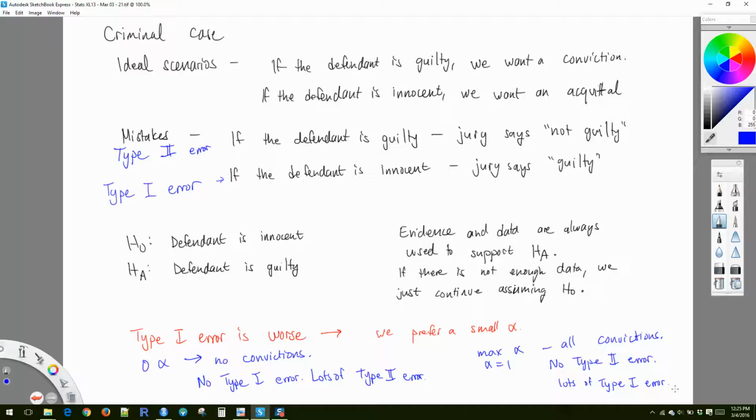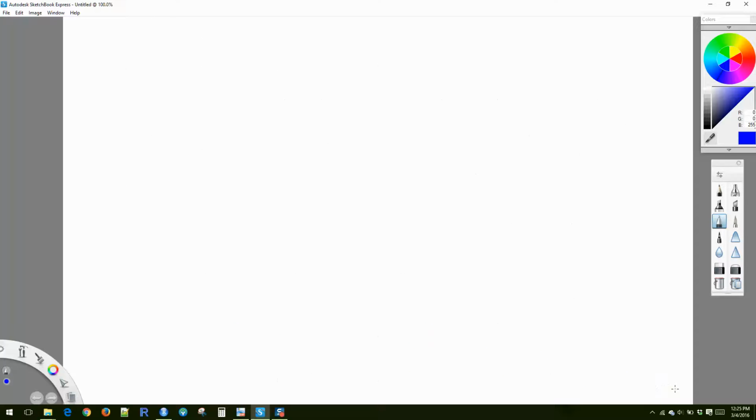And it turns out the balance that statisticians have agreed upon over the course of time is that 5% is a good rough number to use, okay? There's nothing magical about the number 5%, but that's the number that has been agreed upon.